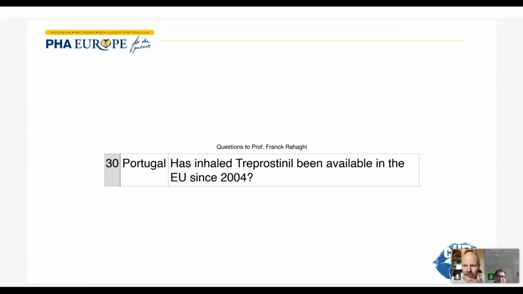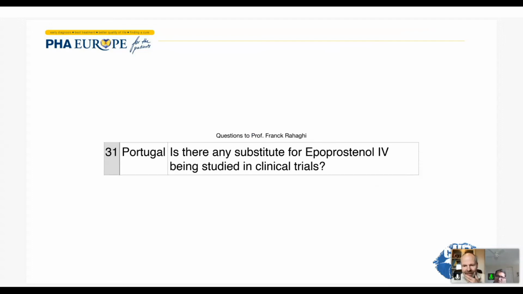Has inhaled treprostinil been available in the EU since 2004? I don't know if you know anything about this. I don't think inhaled treprostinil is available in the EU, but maybe it is. But again, I'm here to talk more about science and how things are done in the US. Unfortunately, my knowledge is limited. But I don't believe it is.